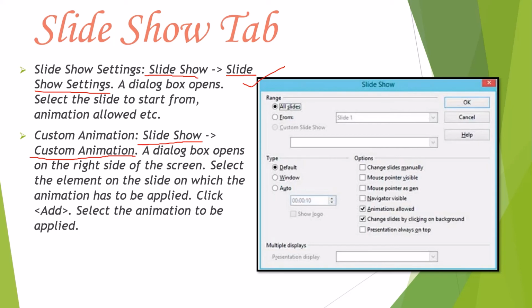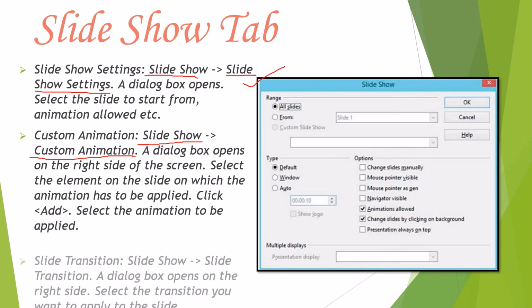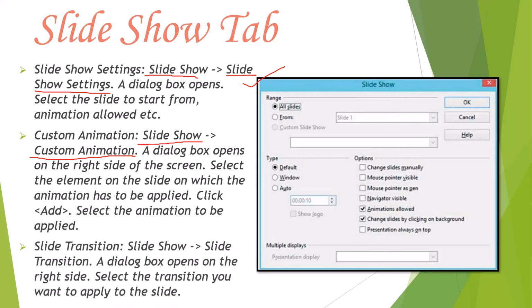Next is slide transition. Again go to the slideshow tab, then choose the slide transition option. Then again a dialog box will open and you have to select the transition whichever you want to apply to your slide.